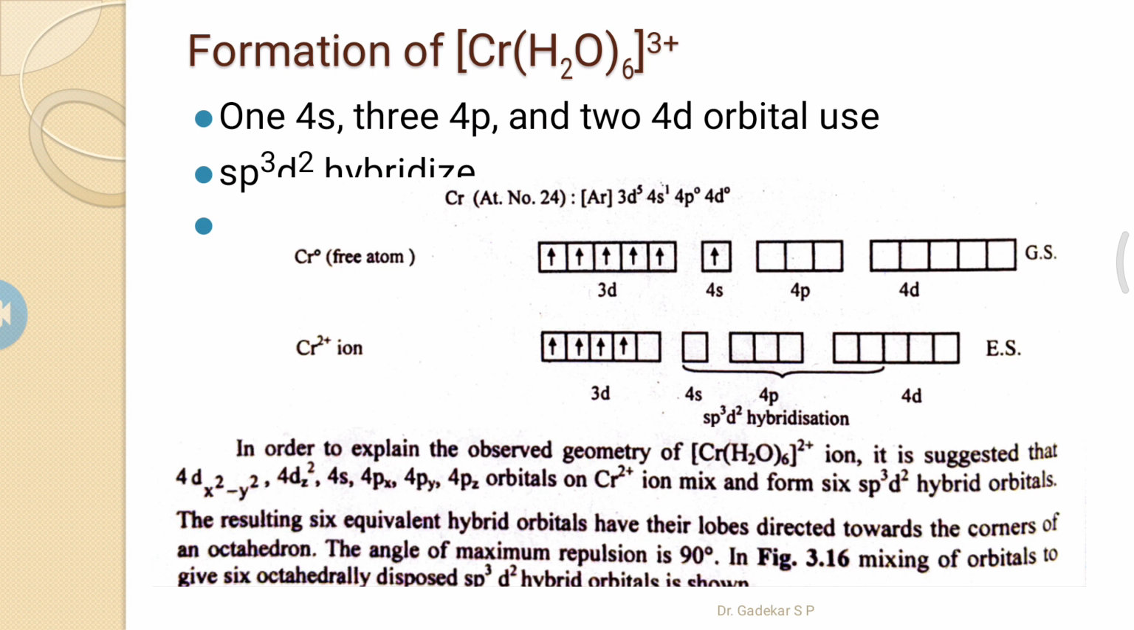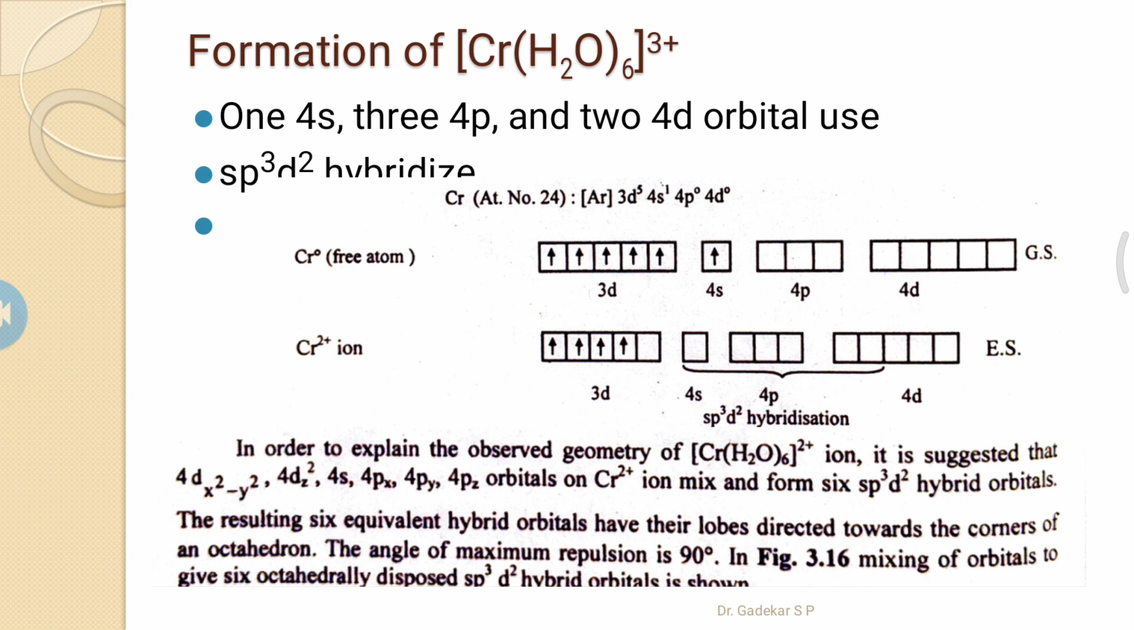Okay, so right here they lose 2 electrons from 4s1 and 3d5 1 electron, meaning 4 unpaired electrons remain. They cannot be paired. Why? Because the water molecule is a weak ligand, and the incoming ligands occupy the 4s, 4p and 4d orbitals and form sp3d2 hybridization.